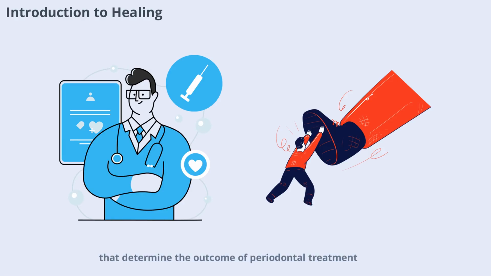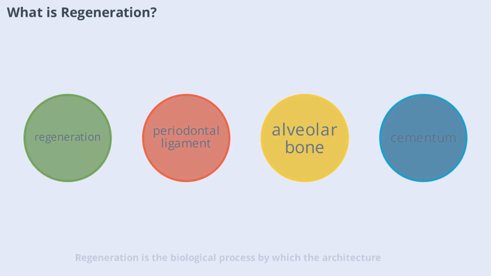Let's start by understanding the key aspects that determine the outcome of periodontal treatment. Regeneration is the biological process by which the architecture and function of lost periodontal tissues are completely restored. This means that after successful therapy, new periodontal ligament, alveolar bone, and cementum are formed, bringing the area back to its original state. Regeneration is the gold standard in periodontal healing because it doesn't just patch things up, it rebuilds them as they were before disease or injury. Achieving true regeneration is challenging but crucial for long-term dental health.